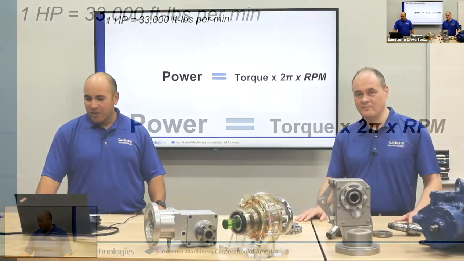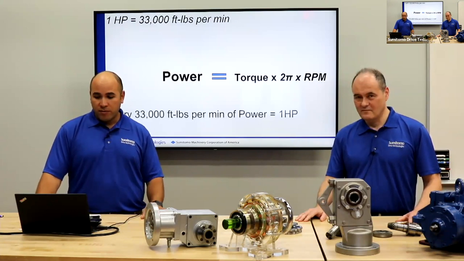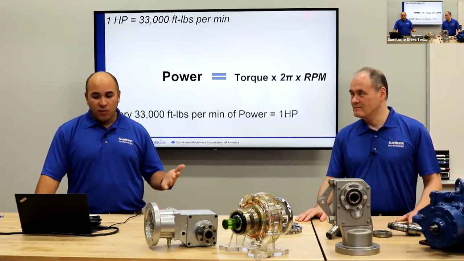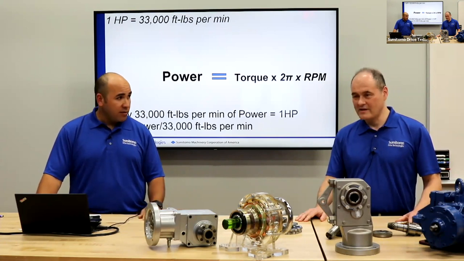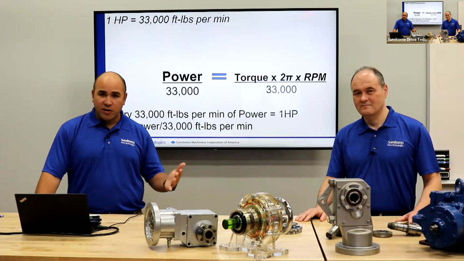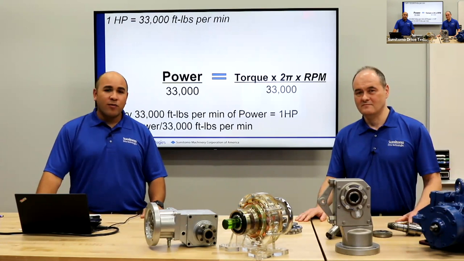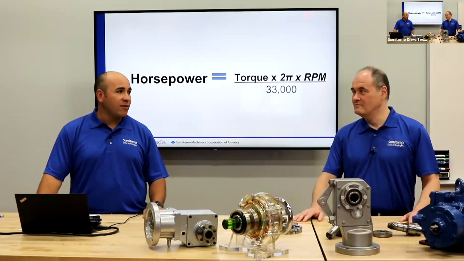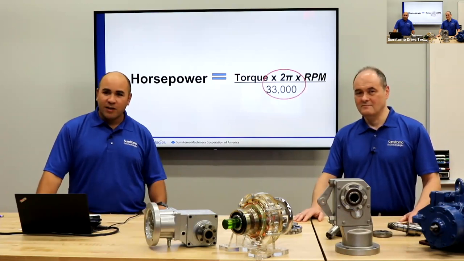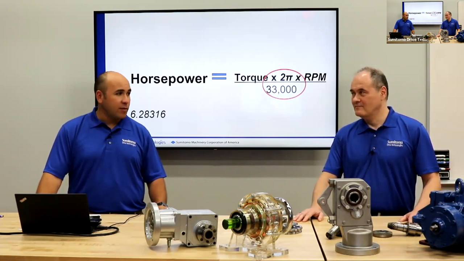That's exactly right. Perfect. Now, we know that 33,000 foot-pounds per minute of power is equal to 1 horsepower. Yep. Or you could also say that 1 horsepower is equal to power divided by 33,000 foot-pounds per minute, right? Exactly. Okay, perfect. So to balance this out, we're going to divide the left side and the right side by 33,000. And here is where we bring it all home. So 1 horsepower is equal to torque times 2 pi times RPM divided by 33,000. We're going to simplify that a little more because we already know that 2 pi is equal to 6.28316, right? 2 times pi. Exactly right.